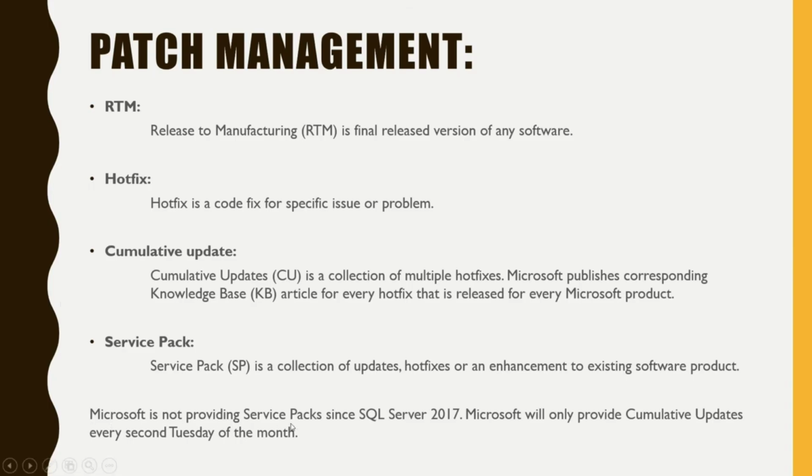Microsoft will only provide cumulative updates every second Tuesday of the month. That is also called Patch Tuesday. That means one cumulative update with a bunch of hotfixes every month. Why is that? Because previously organizations used to wait till the first service pack of SQL Server to ensure that the new system is stable and functioning as expected. Now, Microsoft has started cumulative updates every month and might reduce the updates once the product gets older.